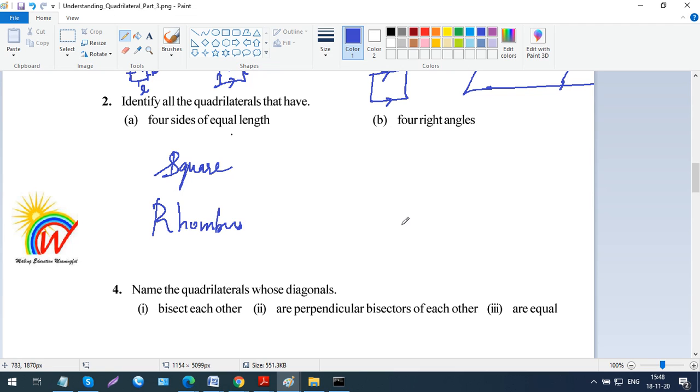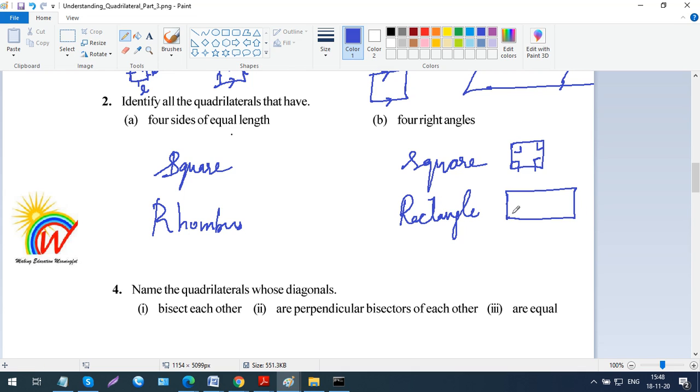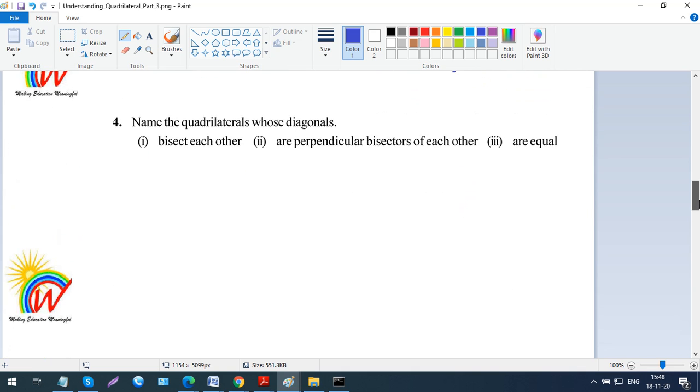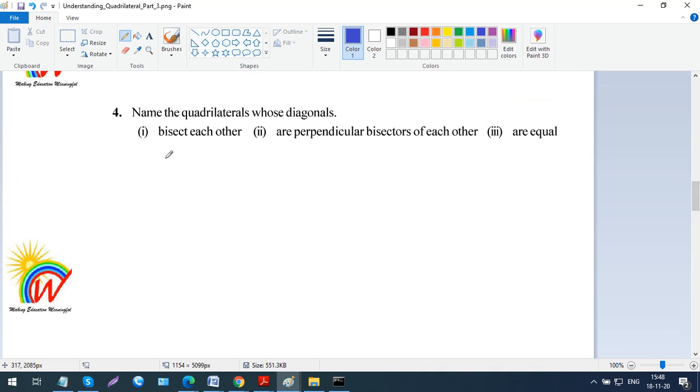Now can you tell anything else? Okay, we don't have any, right? So it's a square and a rhombus. Now, four right angles. The one which has four right angles is a square again, right? You have a square and also a rectangle. So a rectangle also has all four right angles. See, this is having 90 degrees, and even this is having 90 degrees, right? Okay. Now name the quadrilaterals whose diagonals bisect each other.